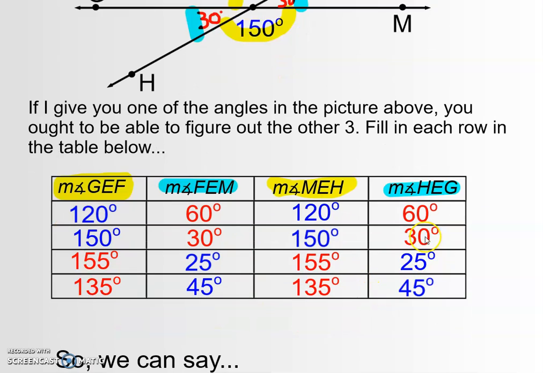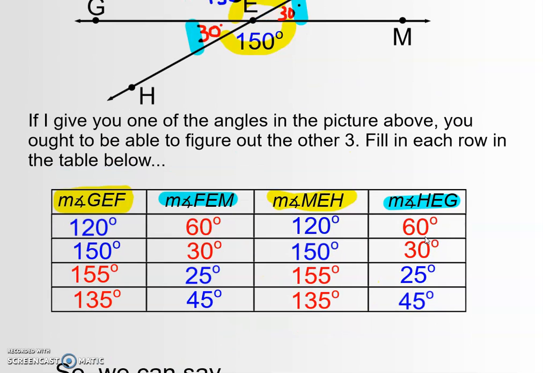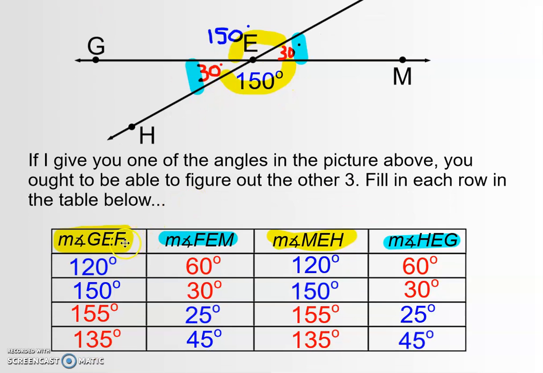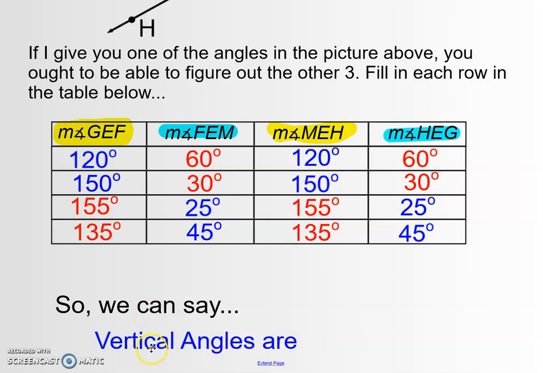Same with the blues. And so our big idea here about vertical angles would be, big idea is we have learned that vertical angles are equal. So that's a really great angle relationship to know.